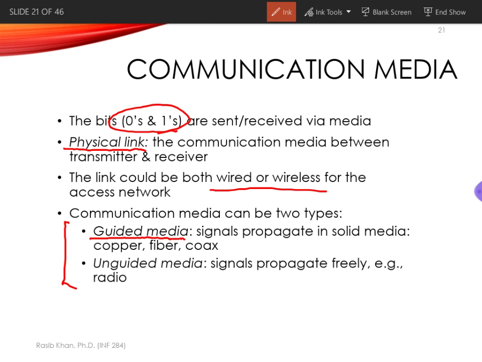The first one would be guided, where we know the exact direction and path that this electric signal will take, and is common for any form of solid media. It could be copper, fiber, coaxial cable, so basically anything where we know the exact direction and path. On the other hand, unguided media is where we cannot specify the exact direction of the signal. That means the signal propagates, goes around freely in all directions, and is seen with radio signals.